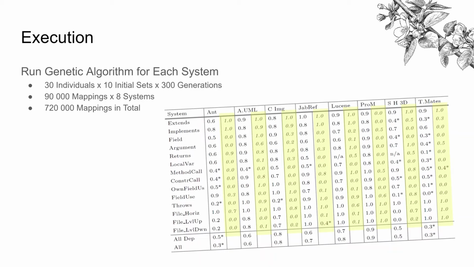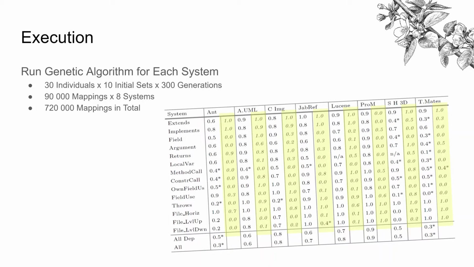We executed this algorithm for 300 generations for each of the systems. After that, we didn't really see any improvement in the F1 score or real changes in the weights. This means that we have 720,000 mappings done in total to compute the optimized weights.